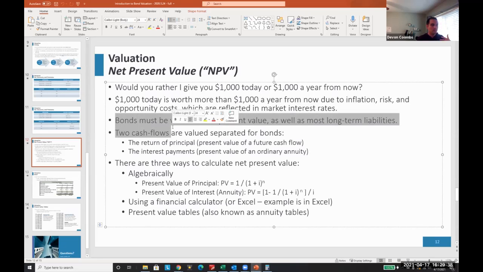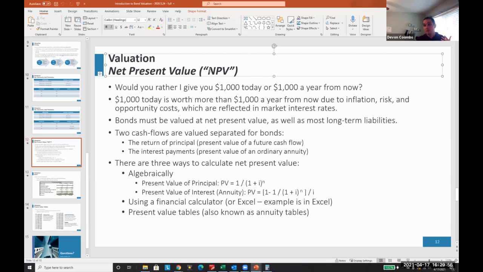We have to value the bonds with all these considerations taken in place, as well as any long-term liability. So anything greater than a year that's a liability has to be valued using the net present value methodology. And so this methodology, what we're doing is we're going to be taking all future cash flows, benchmarking them against a rate, what we'd call a rate of return, and determine what all those future cash flows would be worth today.